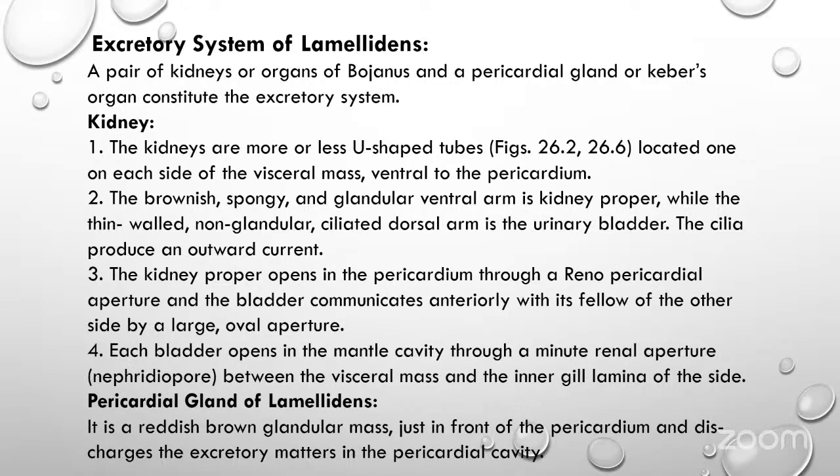The kidney proper opens in the pericardium through a renopericardial aperture, and the bladder communicates anteriorly with its fellow of the other side by a large oval aperture. Each bladder opens in the mantle cavity through a minute renal aperture between the visceral mass and the inner gill lamina of the side. Pericardial gland of lamellidens: it is a reddish-brown glandular mass just in front of the pericardium and discharges the excretory matters in the pericardial cavity.